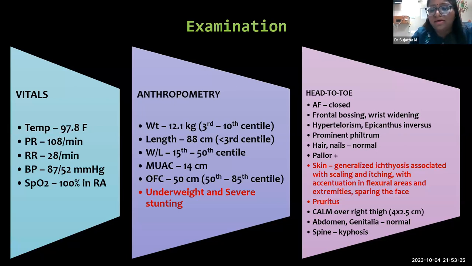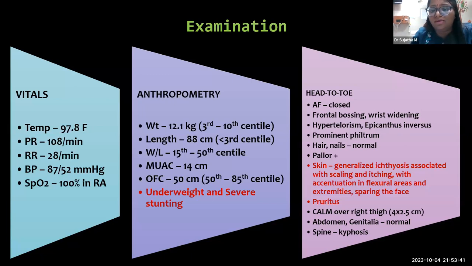Hair and nails were normal. Pallor was present. And the skin showed a generalized ichthyosis associated with scaling and itching with accentuation in flexural areas and extremities. There was a relative sparing of the face compared to the flexural areas. And there was intense pruritus, which was observed during the examination.